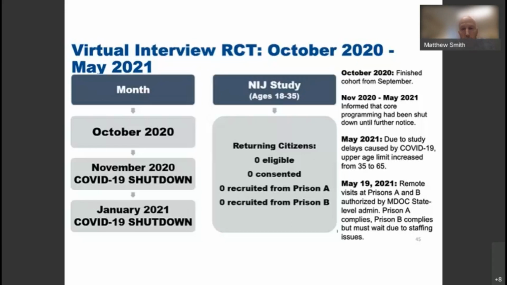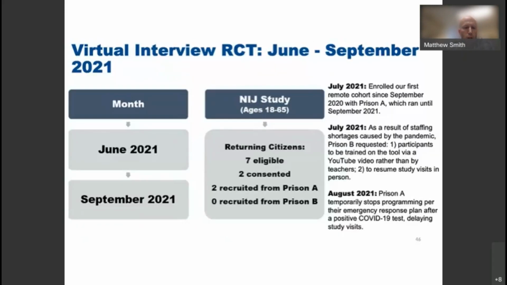And then in May 2021, one prison did reopen to recruitment, but the other remained closed due to ongoing staffing shortages and issues related to the pandemic. And so then in July 2021, we did enroll a cohort in one prison with about 50% fewer eligible participants compared to the pre-COVID rates. The second prison requested that we move to in-person visits actually because of the staffing shortages. So then we started the process of going through IRB and NIJ revisions to actually go on site to do that work during the pandemic.